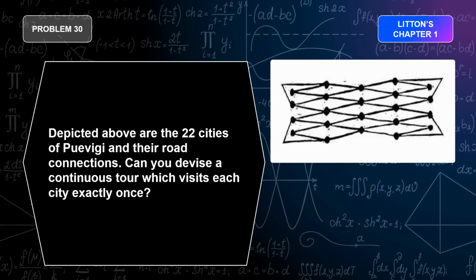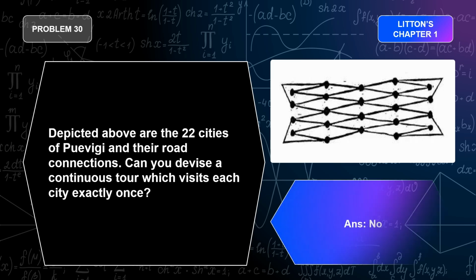Problem number 30. Depicted above are the 22 cities of Puevijay and their road connections. Can you devise a continuous tour which visits each city exactly once? The correct answer is no. There are 5 columns of cities. Since cities in odd-numbered columns connect only with cities in even-numbered columns and vice versa, a tour must alternate between cities of each type. But there are 10 cities in even-numbered columns and 12 in odd. Hence a continuous tour is impossible.